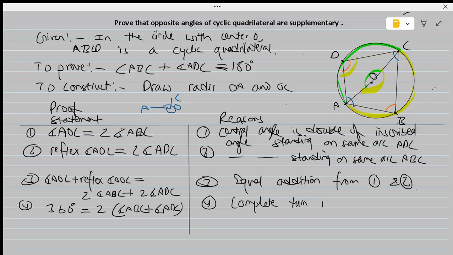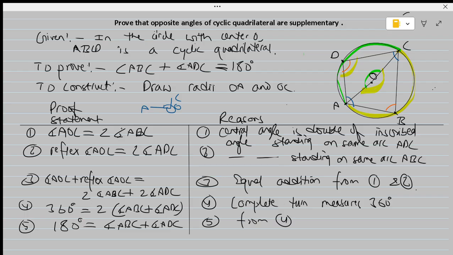Complete turn measures 360 degrees. Now this 360 degrees will get divided by 2, and you get 180 degrees. So we get angle ABC plus angle ADC equal to 180 degrees, from 4. So we got that the sum of opposite angles of the cyclic quadrilateral, which are here ABC and ADC, is equal to 180 degrees. Hence it's proved.